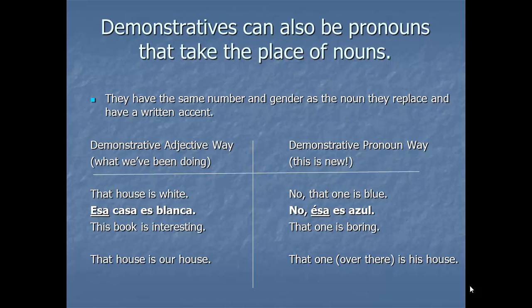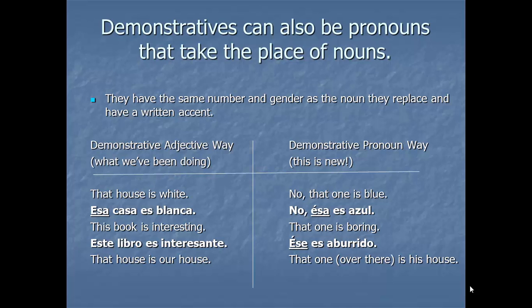That one is boring. Now we're replacing ese, right? Because it's going to be that one over there, or not over there, just that one is boring. Ese es aburrido. We're replacing the noun this time. We don't have to say book. So on your next example, that house is our house. So it would be esa casa, right? That house, not the one way over there, but just that house. Esa casa es nuestra casa.